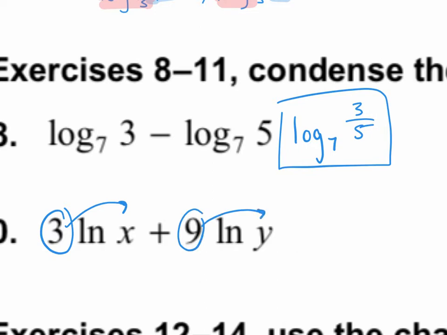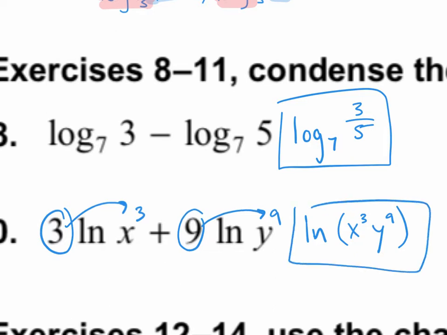Awesome. We want to move the numbers out front as our exponents first. So this becomes an x cubed and a y to the 9th power. And then how can we condense it just to be 1 ln? Awesome. So we just multiply them. No. You don't have to put parentheses. But it doesn't hurt. Like, you could put parentheses here also. Doesn't make a difference.